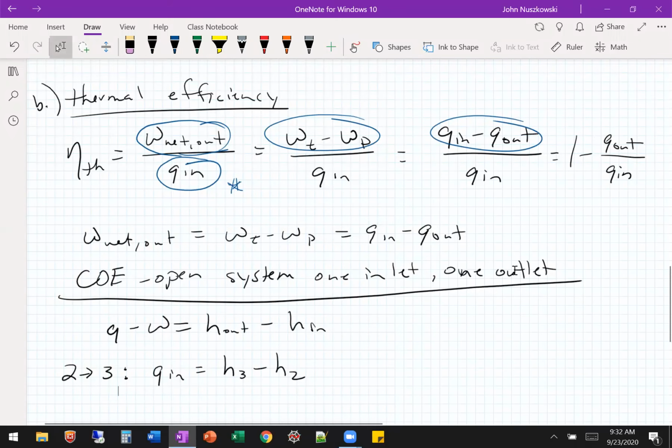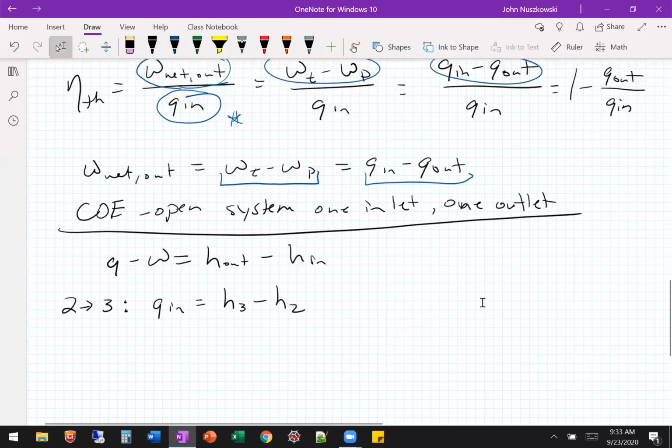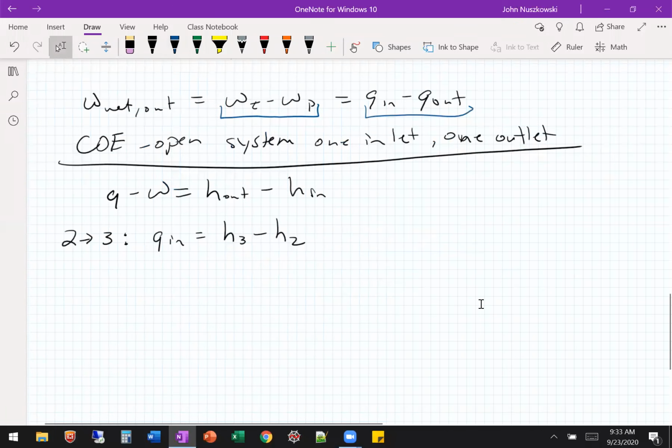So do we want to use this or this to get our work net out? Do we want to use the works or the heats? I'm going to pick the heat. Someone said heat and the text. Just because it minimizes the number of COEs we have to do, and that's the way I have the values. Both are the same, but you have to do one extra COE.